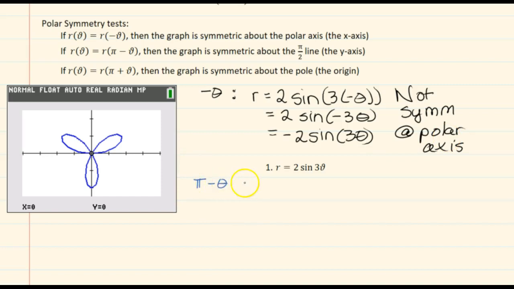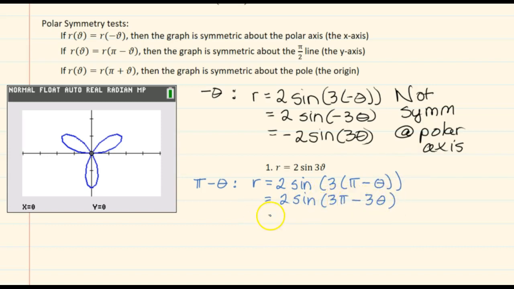Second, let's plug in pi minus theta into our equation. We get r is equal to 2 sine of 3 times the quantity pi minus theta, which is 3 pi minus 3 theta. So now I'm going to use the sum formula for sine. So I'm going to get 2 times sine of 3 pi cosine of 3 theta. Sorry, negative 3 theta, plus sine of negative 3 theta cosine of 3 pi.